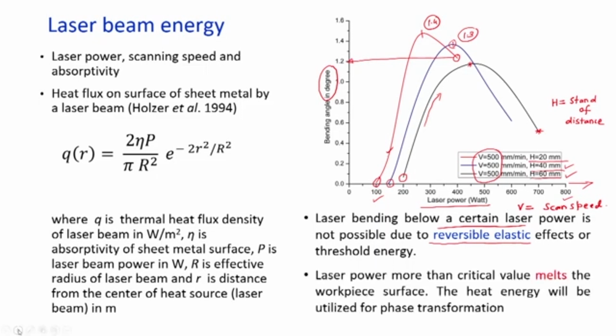But interestingly, if we apply more laser power than the critical or threshold value, then also it creates a problem, and the problem is phase transformation. When we apply more laser power, there is a phase transformation of the material from its solid state to the liquid state, and the entire thermal energy we are applying will be consumed for the phase transformation only. No energy is utilized for the plastic deformation, and due to that the bend angle gets reduced as you increase the laser power above the critical limit.